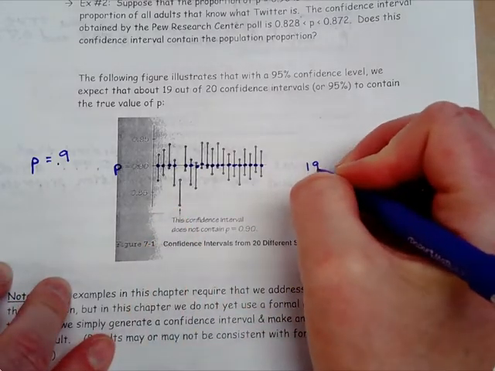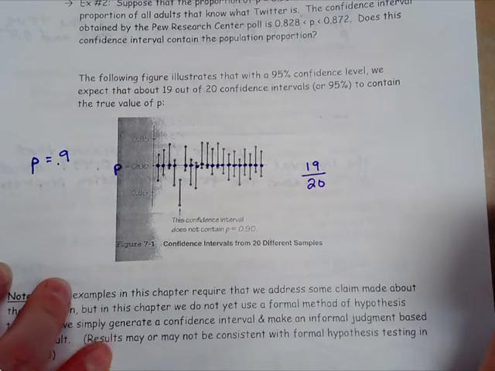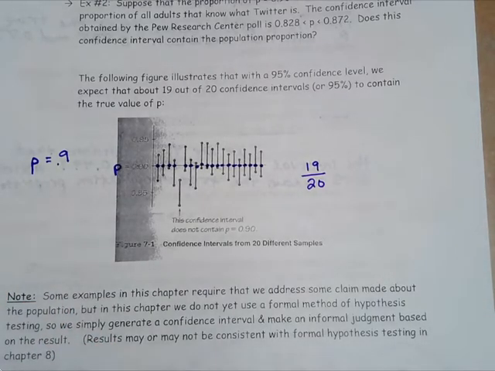So 19 out of 20 is, what is a percent? Isn't it 0.95?